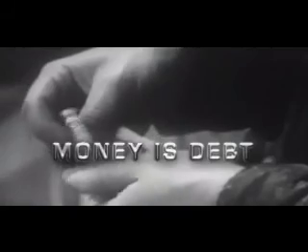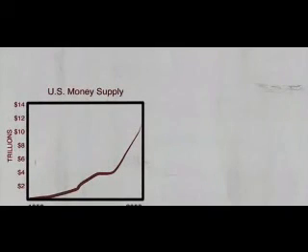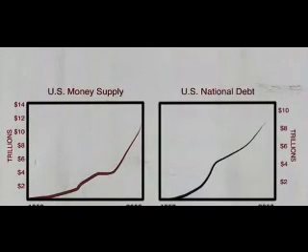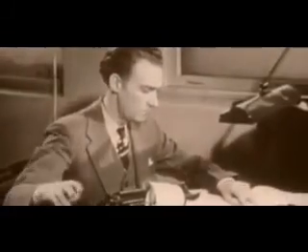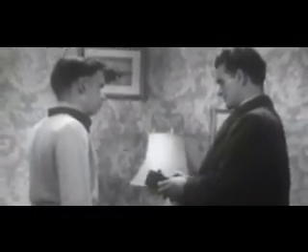For in our financial system, money is debt. And debt is money. Here is a chart of the U.S. money supply from 1950 to 2006. Here is a chart of the U.S. national debt for the same period. How interesting it is that the trends are virtually the same. For the more money there is, the more debt there is. The more debt there is, the more money there is. To put it a different way, every single dollar in your wallet is owed to somebody by somebody.